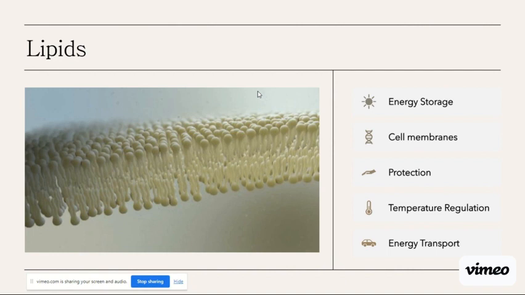For temperature regulation, fat layers below the skin insulate organisms and help regulate body temperature. As for energy transport, lipoproteins transport lipids through extracellular fluid and blood to distribute energy sources.